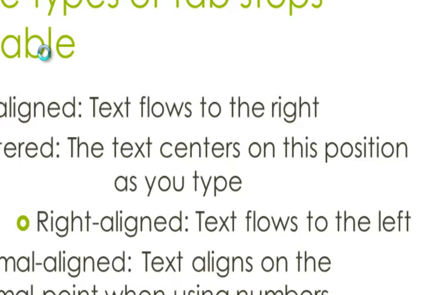Okay, now there are 5 different types of tab stops that are available in Microsoft Word. The first one is the left align, where the text flows to the right, and then the centered align, where the text centers on this position as you type, so it centers wherever you're typing. And the right align, your text flows to the left, and then your decimal align, your text aligns on the decimal point when using numbers, so you have to insert numbers for this one. And your bar align inserts a vertical line at the tab stop. This one mainly uses the ruler.